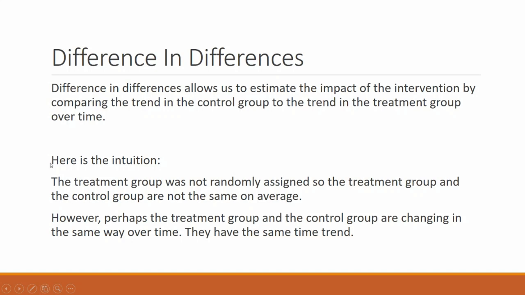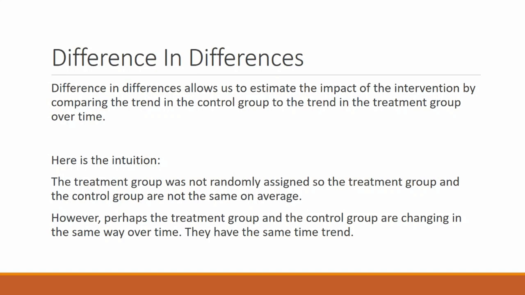Maybe just reinforcing this: if a treatment is randomly assigned, then we can say that the treatment group and the control group are probably going to be the same on average, and we have to confirm that it achieves statistical independence. But oftentimes when we use difference in difference, the treatment was not randomly assigned, which means that the treatment group will most likely not be the same as the control group on average.